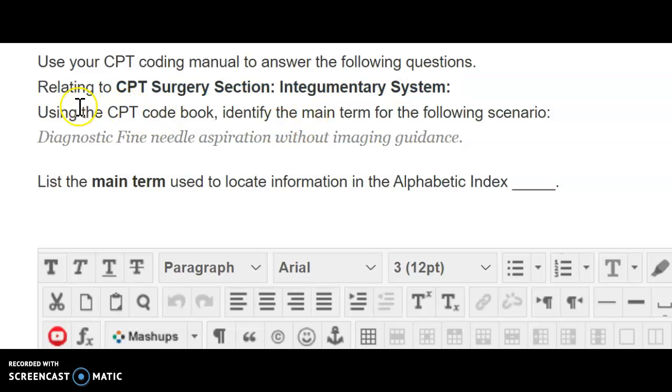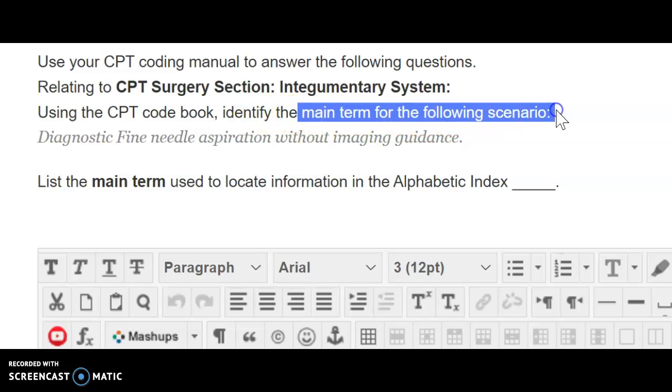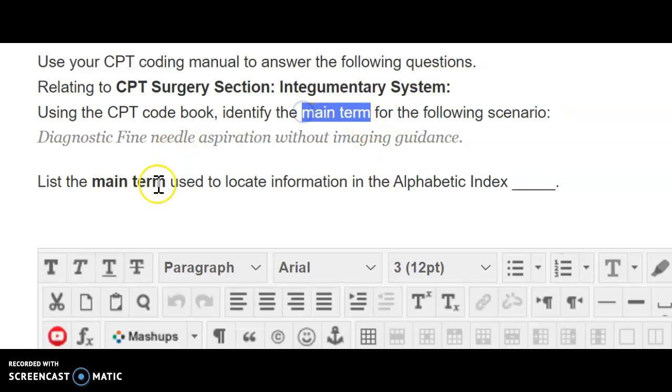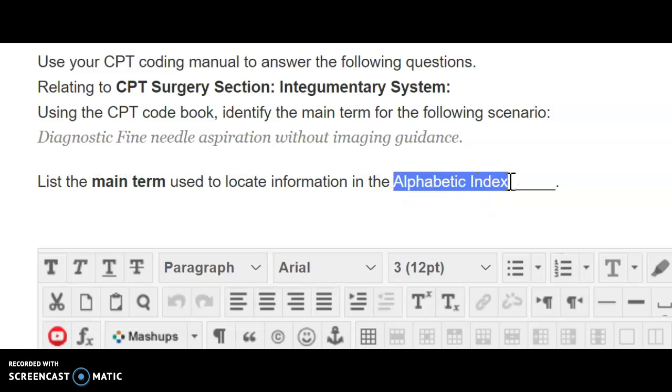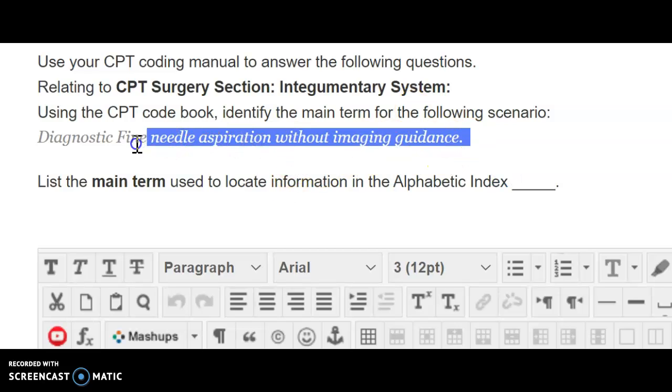So, the question says, using the CPT coding book, identify the main term for the following scenario. So remember, you're not looking for the code. You are looking for the main term only. List the main term used to locate the information in the alphabetic index. Okay, it doesn't mean that you just assume any word and find the answer. You have to make sure it is the correct word from this scenario.